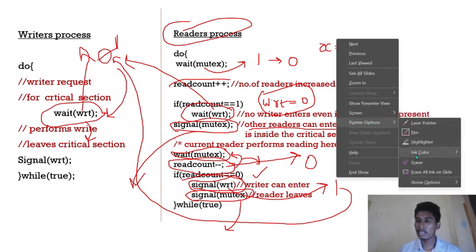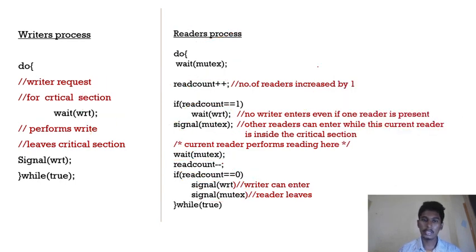We can simply see that firstly mutex is in wait. After that, the count is incremented. If the count is equal to 1, writing should be stopped, so we need to wait. After this, we give a signal to the mutex so that other readers can enter while the current reader is executing its critical section.